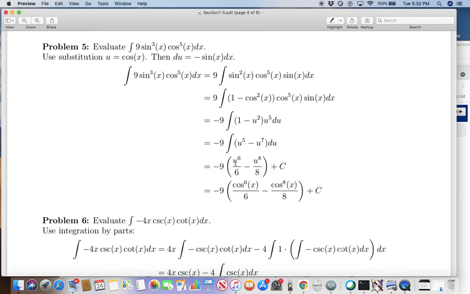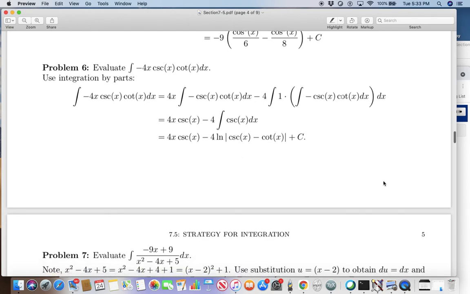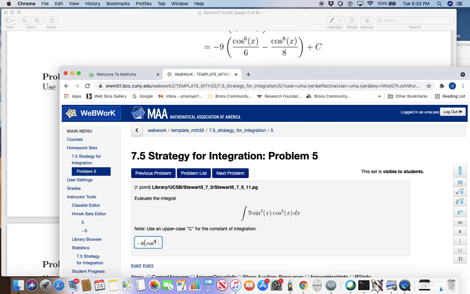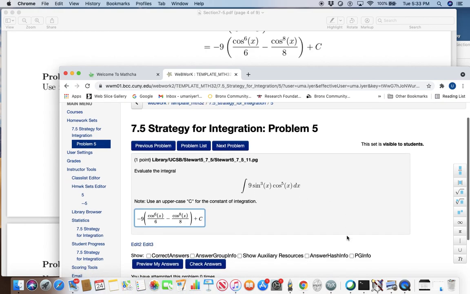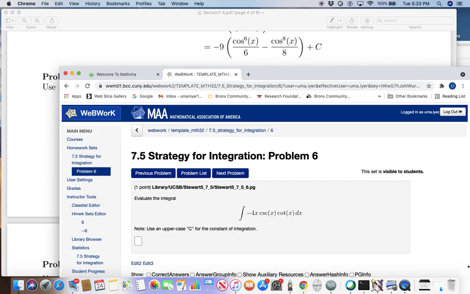Now we are done, except you need to resubstitute u equals cosine x. So negative 9 times (cosine to the power 6 of x over 6 minus cosine to the power 8 of x over 8) plus constant of integration. Check. It works. Okay, so the next problem I'll continue in our next video.